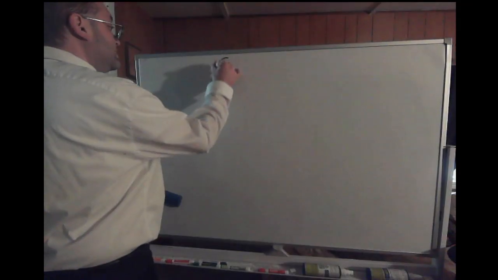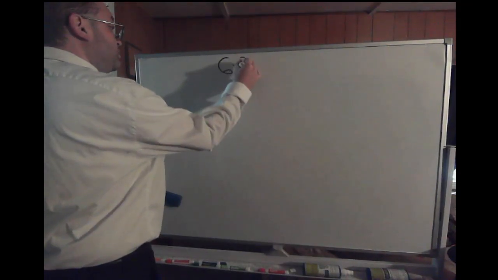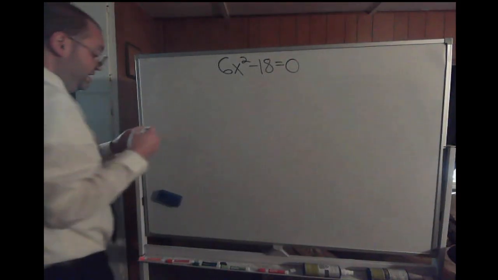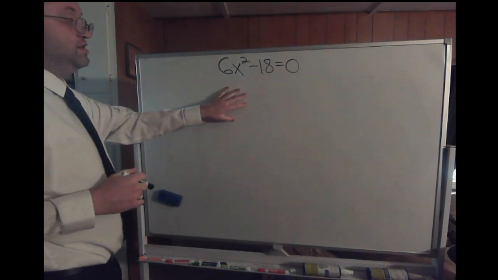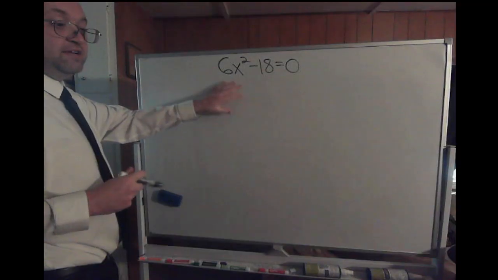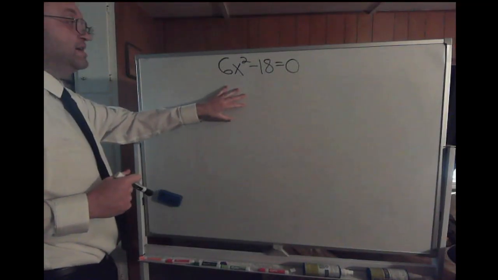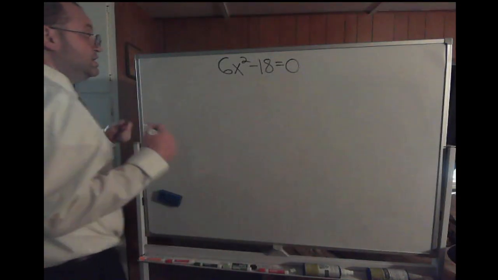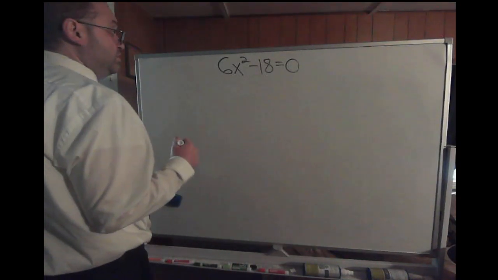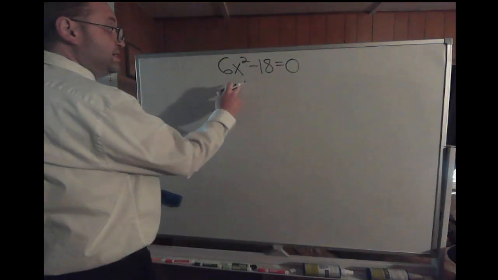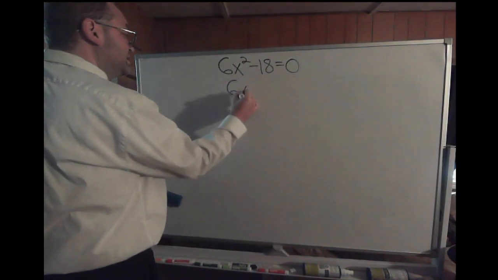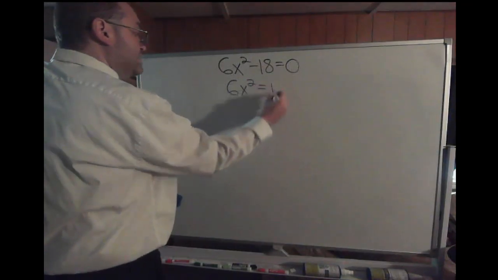Alright, let's see. How about one like this? We have 6x squared minus 18 equals 0. As you know, you could factor this. You could factor out the 6 and then try to take a difference of 2 squares as the factor. But we're not factoring at all in today's lesson. So what you're going to do is try to get that 6x squared by itself. So add 18 to both sides. If you do that, you get 6x squared is equal to 18.